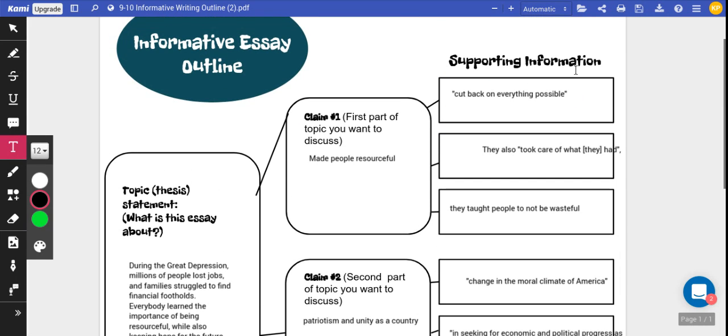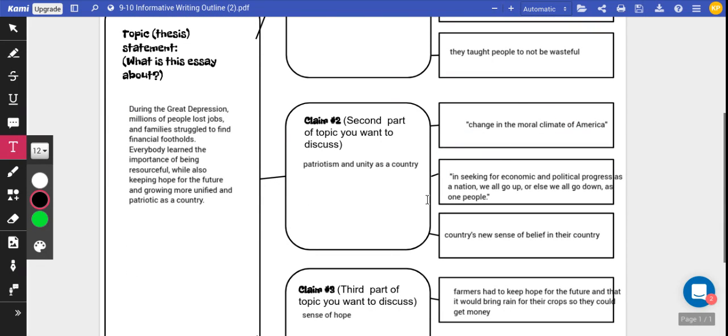And then over here for my supporting information, I'm going to put short quotes from my articles that I read that provide details that support this idea. How did the Great Depression make people resourceful? Well, they cut back on everything possible. They took care of what they had. They taught people to not be wasteful. And these are details that I found in my articles as I was reading that related to this idea here that's really going to support my claim that this is what the Great Depression did. And I do the same thing for each of my claims. I'm going to include the evidence I found in my reading here.